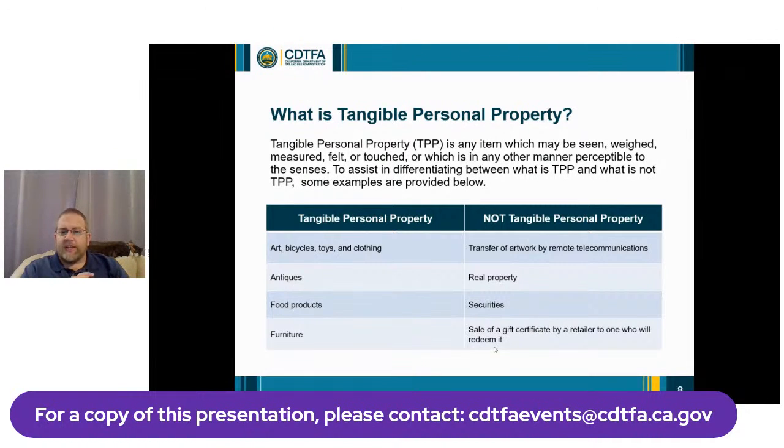And same thing with gift certificates. We consider gift certificates to be cash instruments. So you can buy a gift certificate, they'll give you a tangible card, but that's not taxable. Tax applies when your nephew uses it at Starbucks, okay?